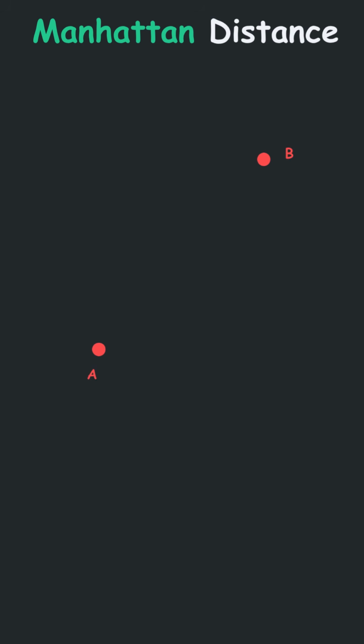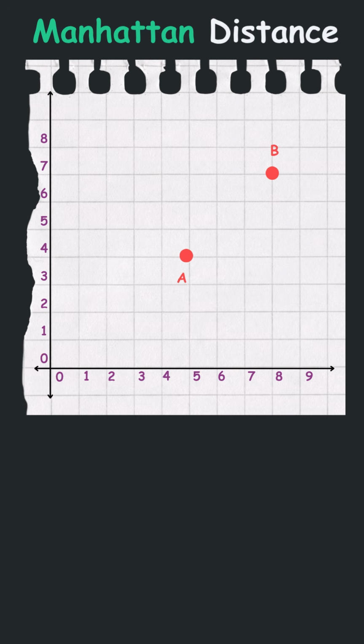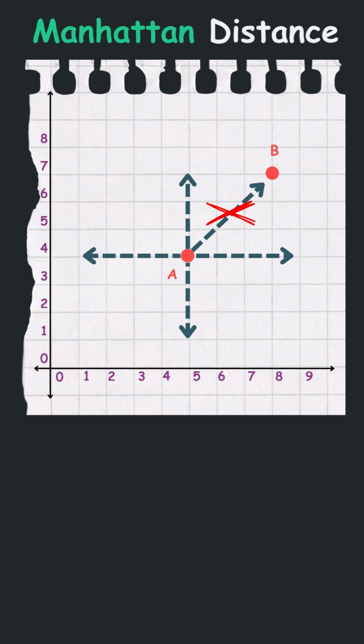We have 2 points A and B, and we need to get from point A to point B. So let's imagine we are navigating a grid-like structure. It could be either a board game or a graph where we can only move in straight lines, either horizontally or vertically. No diagonal moves are allowed. How do we measure the distance between them?